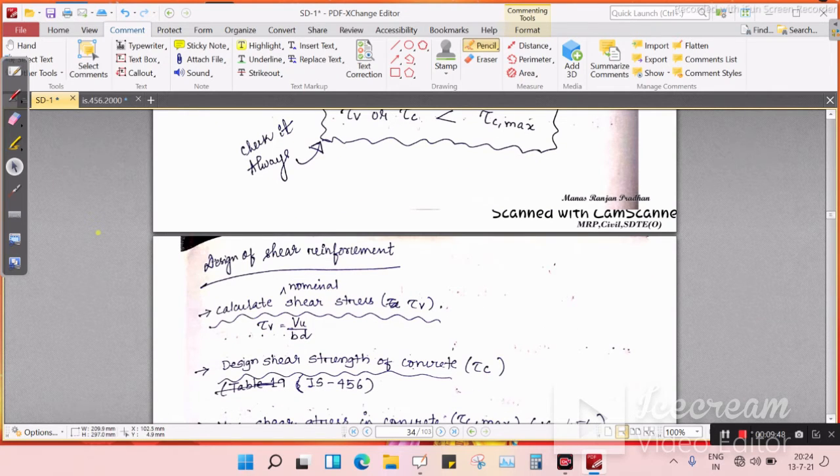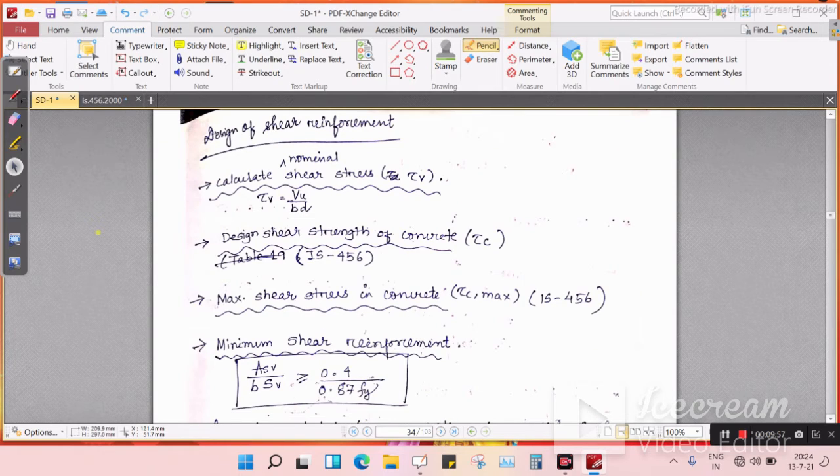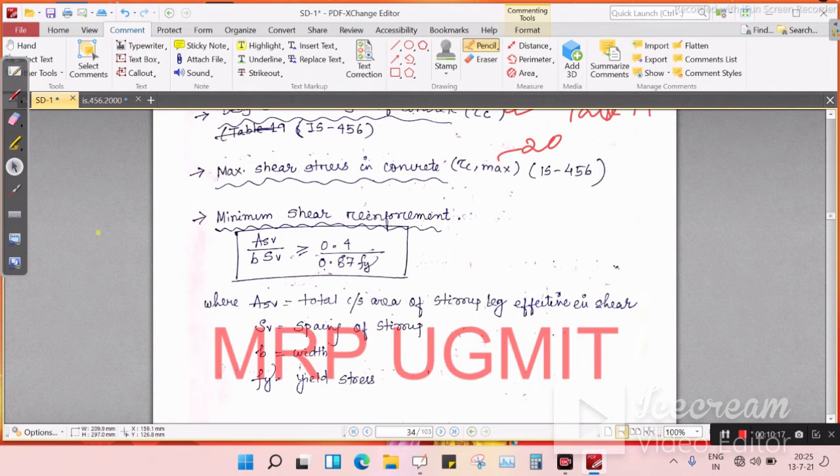Now how should we design the shear reinforcement? Let's see the design of shear reinforcement. The first step is to calculate the nominal shear stress tau v, as the formula is given. Then for design shear strength, we find the tau c value from table number 19. Then the tau c max value from table number 20. Then we have to find the minimum shear reinforcement.